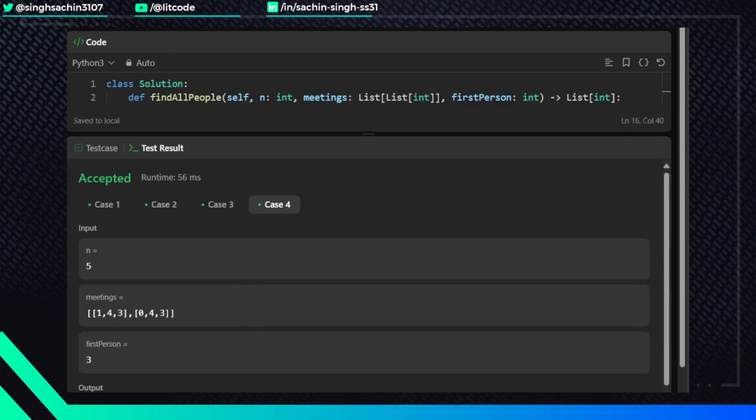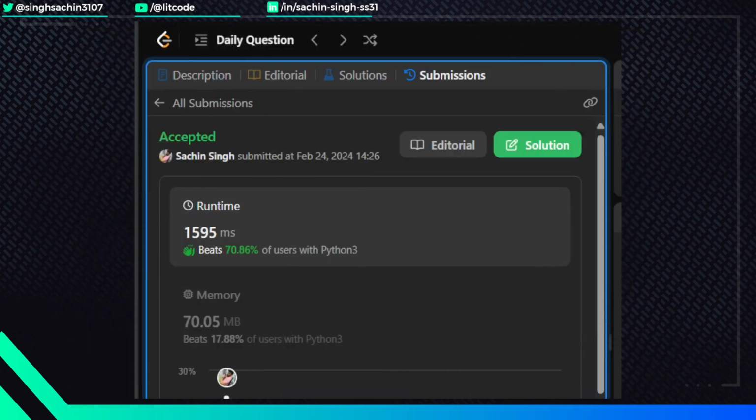And by the way, as an interesting problem, you can also try to solve this problem using union find. It will be an awesome exercise. So as you can see, the solution got accepted, and I would say we have performed fairly well.